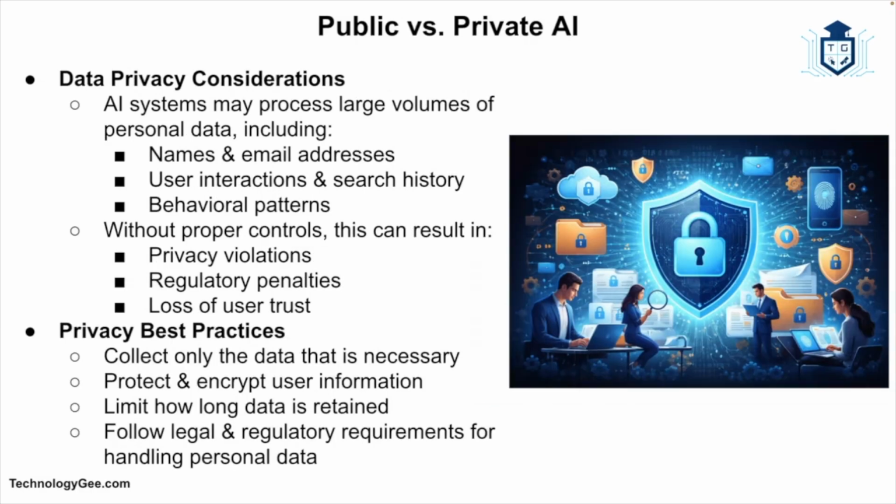And finally, let's talk about data privacy, which is arguably the most sensitive AI topic. Understand that AI systems can process massive amounts of personal data, including names, email addresses, behavioral patterns, search history, and user interactions. Without proper controls, this can lead to privacy violations, regulatory fines, and loss of user trust. CompTIA wants you to understand that AI systems must respect the same privacy principles as any other IT system. That means collecting only necessary data, protecting user content, limiting data retention, and following legal requirements.